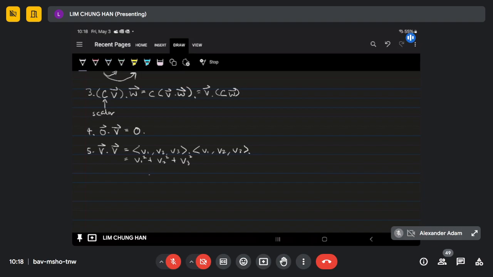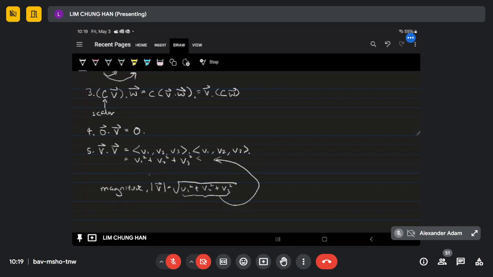Now, there's a relationship that can be drawn here as well. What is the formula for magnitude? Just recall. Square root of v1 squared plus v2 squared plus v3 squared. This is the formula for magnitude. Now, do you see the relationship? The inside part in the formula for magnitude is actually the same as this.